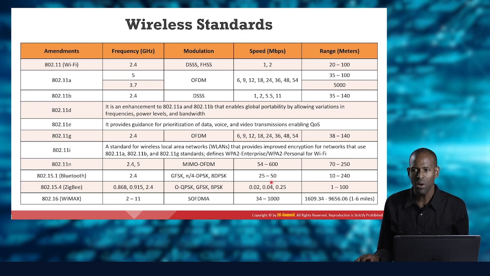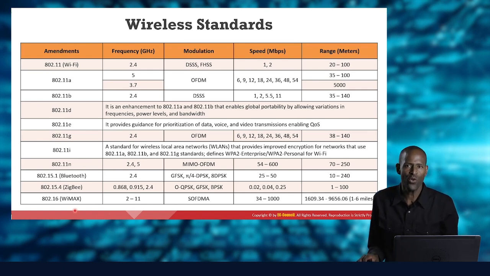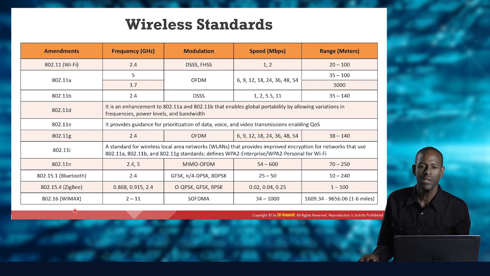With Zigbee, though, that's for IoT devices. Notice how small the range in meters is with Zigbee, only between 1 and 100 meters, whereas you have 10 to 240 in Bluetooth. But there's one that even has a wider range. Look at that, 1 to 6 miles. That's WiMAX, which is a type of wireless that you use for entire cities, and that's 802.16.